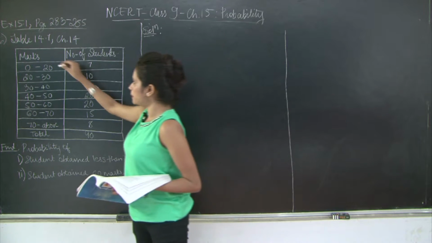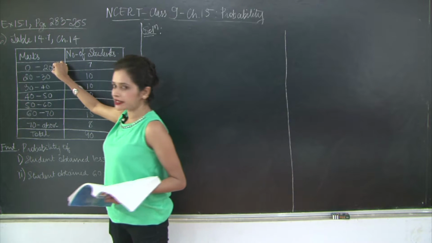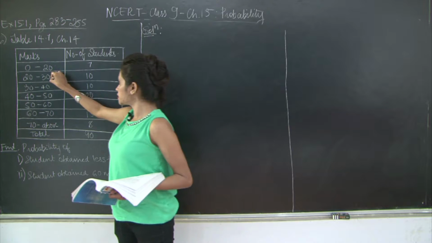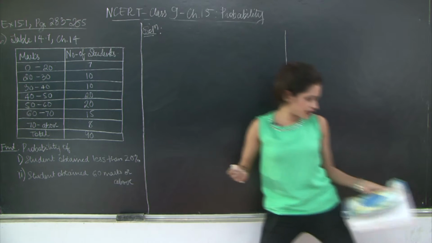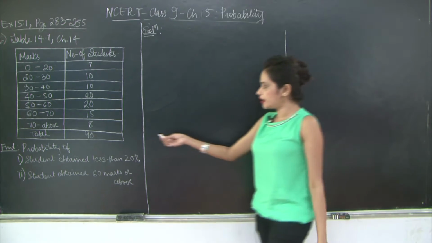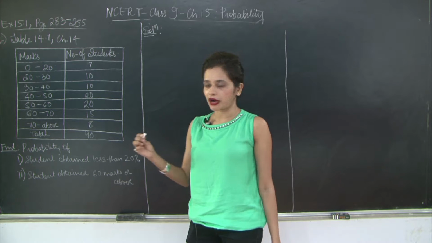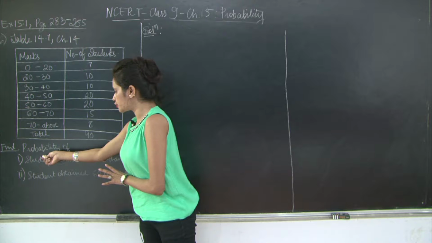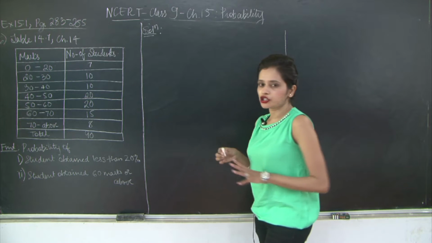So now these marks are out of 100. Students who secured between 0 to 20 marks, there are 7 such students. Students securing 20 to 30 marks are 10, and so on. Now the total number of students is 90, and the total marks are 100, right? So let's read the first question. You need to find the probability of a student who obtained less than 20%.